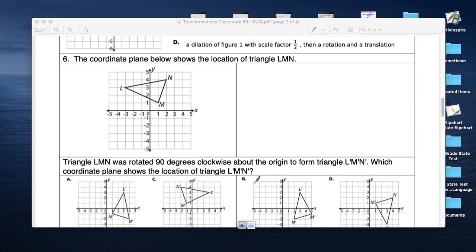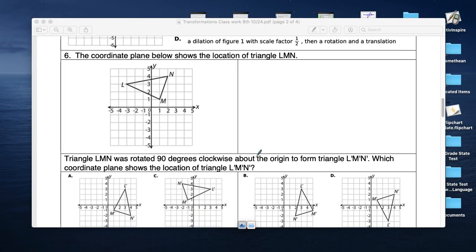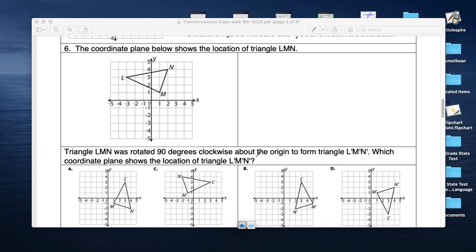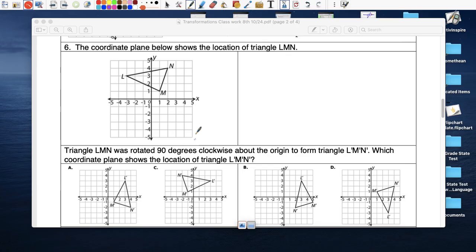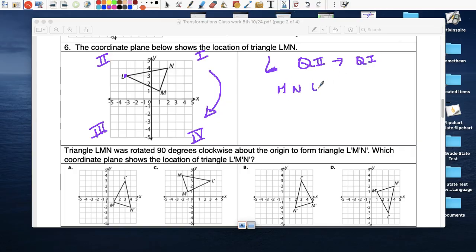6. Which shows the location of triangle LMN after it was rotated 90 degrees clockwise? So where are the new coordinates? If it's rotated clockwise, let me put the quadrants 1, 2, 3, 4. With a rotation of 90 degrees, L, which is in quadrant 2, is going to go to quadrant 1. M and N, who are currently in quadrant 1, are going to quadrant 4.